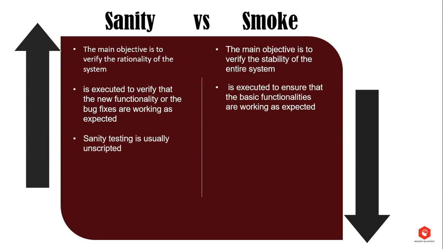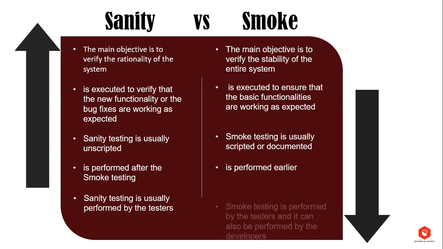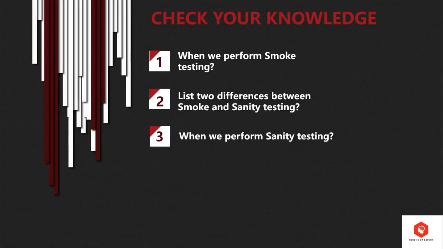Sanity testing is usually unscripted, while smoke testing is usually scripted or documented. Sanity is performed after the smoke testing, so smoke is performed before sanity. Sanity testing is usually performed by testers. Smoke testing is performed by the testers, and it can also be performed by the developers.